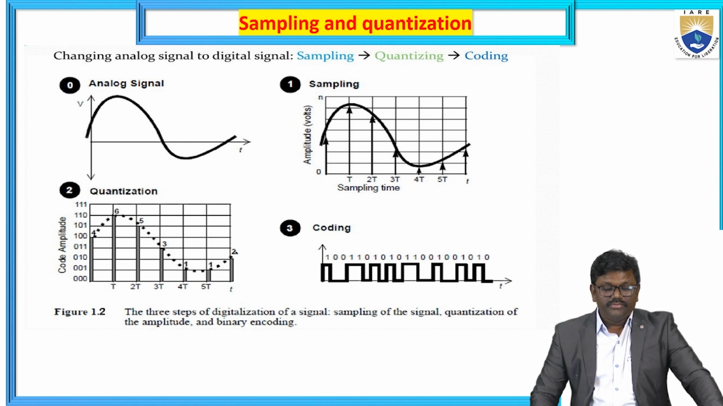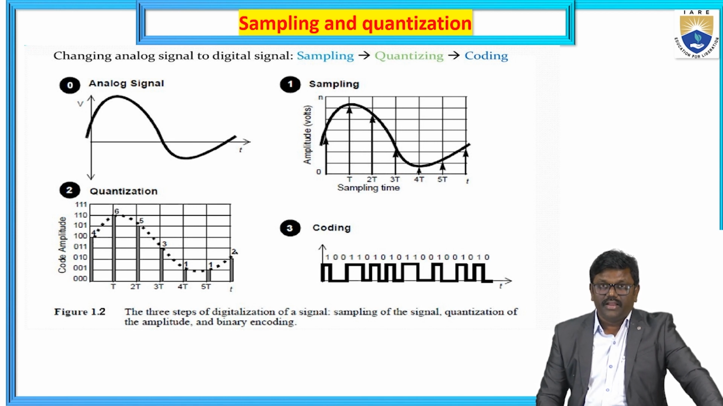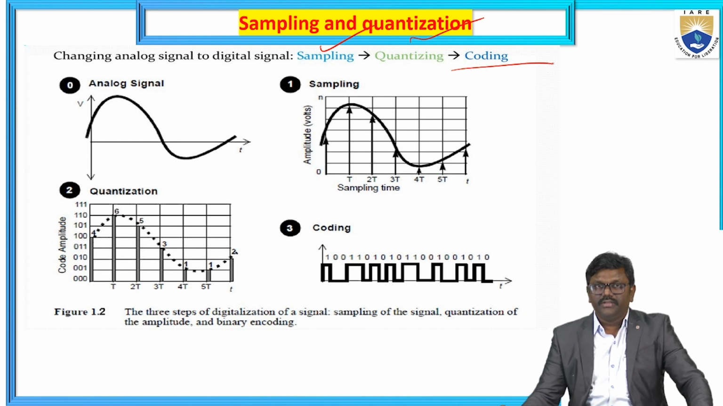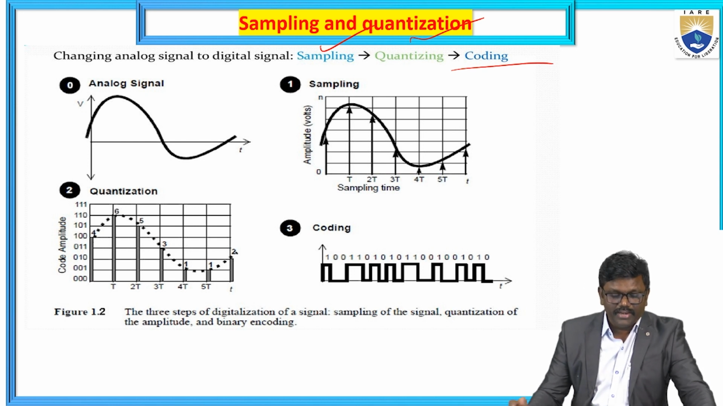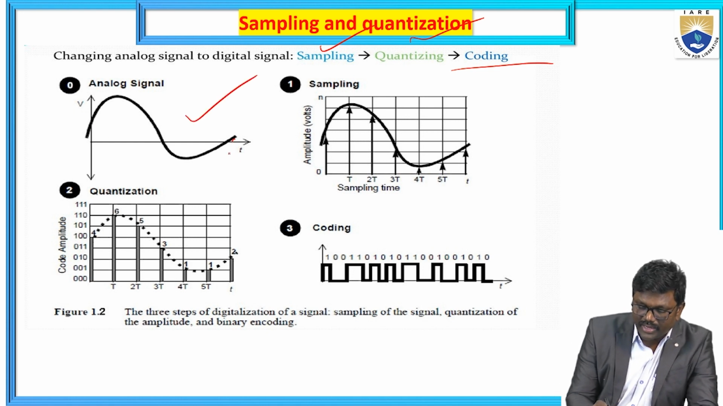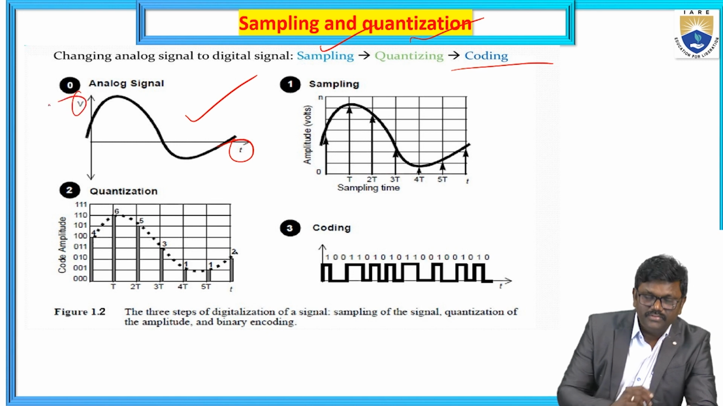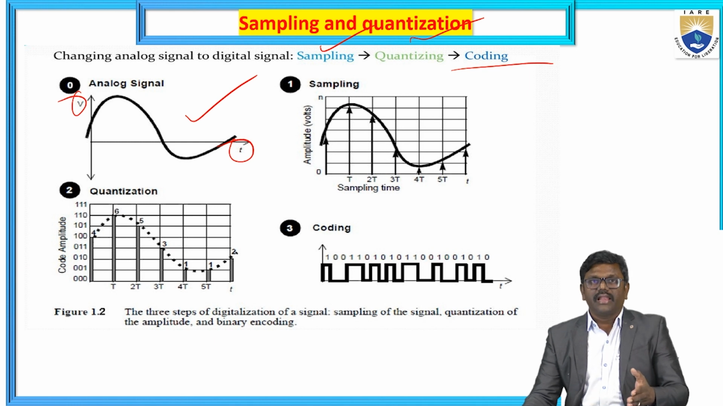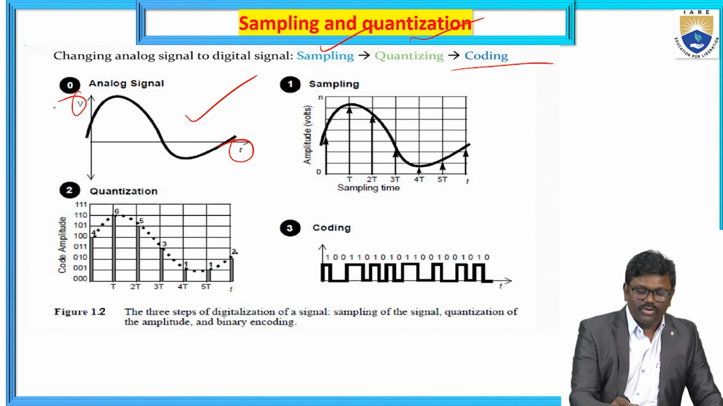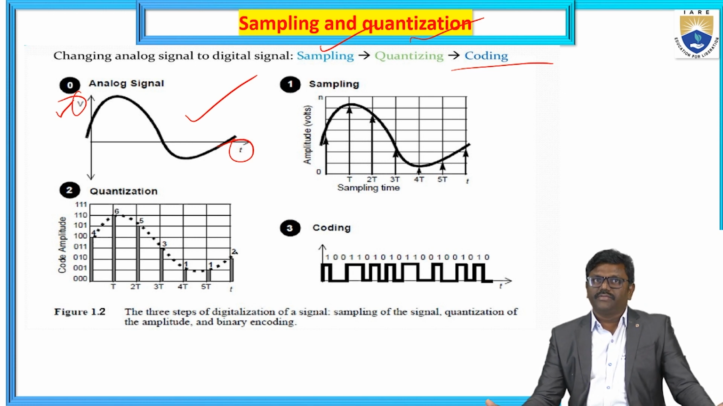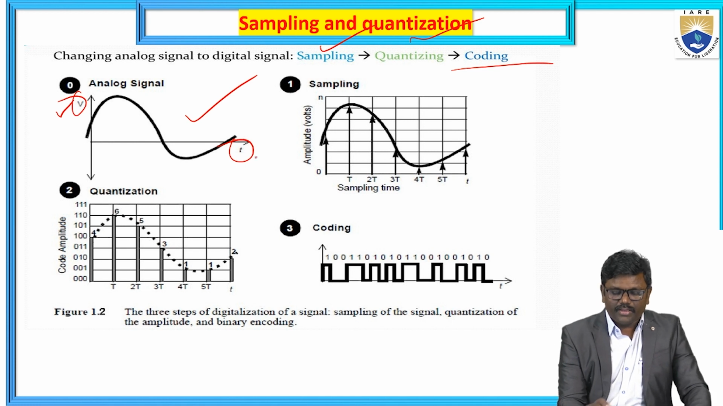To change an analog signal to a digital signal, first we have to do sampling, next we do the quantization, and then we get the coding based signal. What is the analog signal here? It is this one, with time factor t. The amplitude here, being an electrical signal, is voltage, and that voltage varies with frequency or time. We are keeping the time factor here.